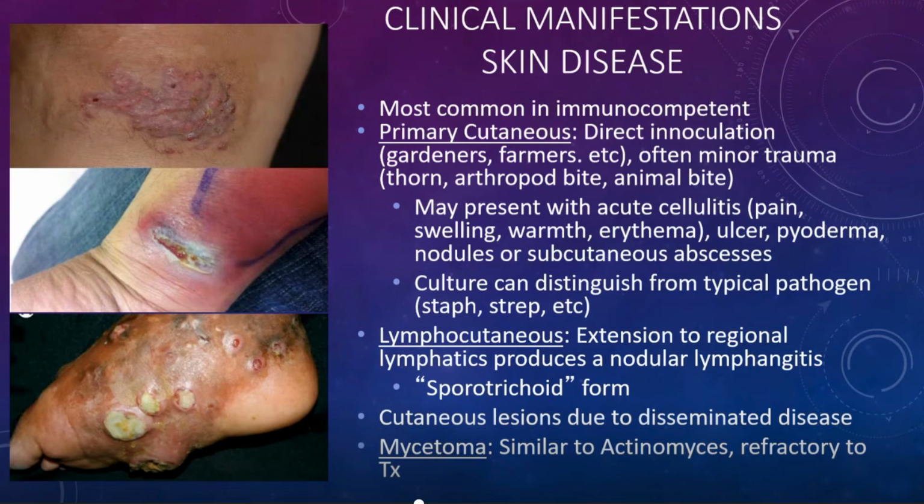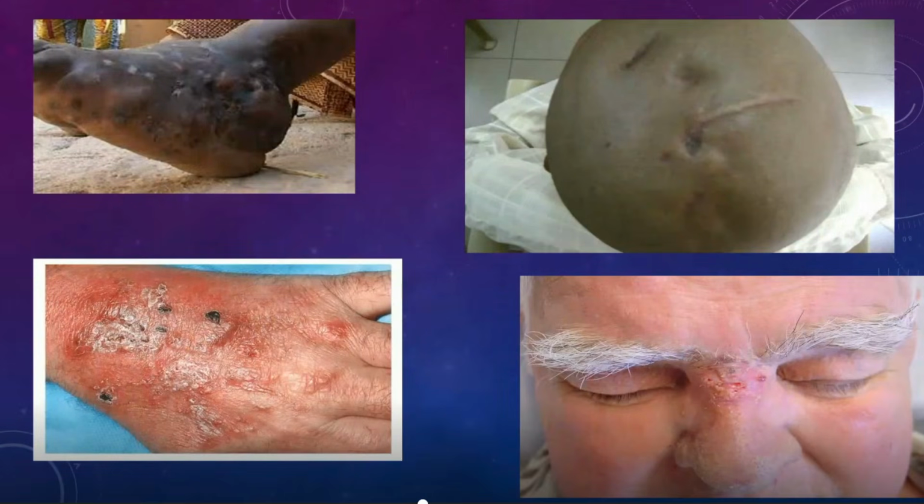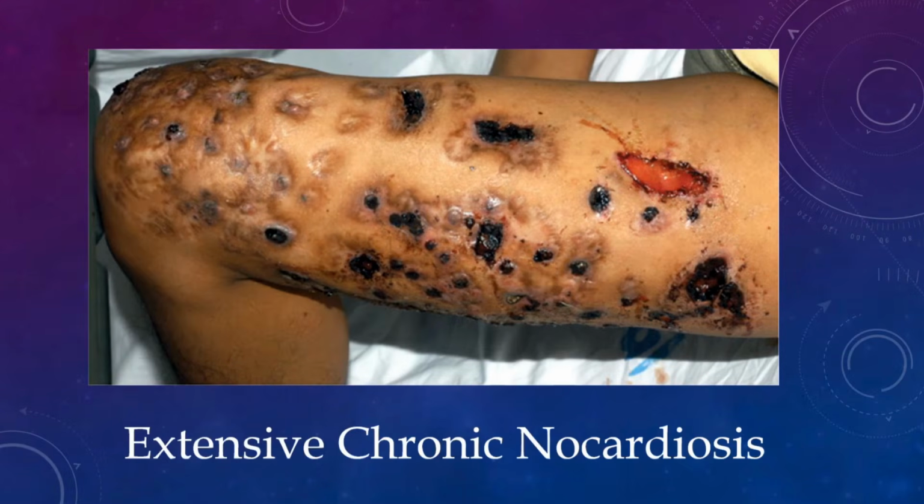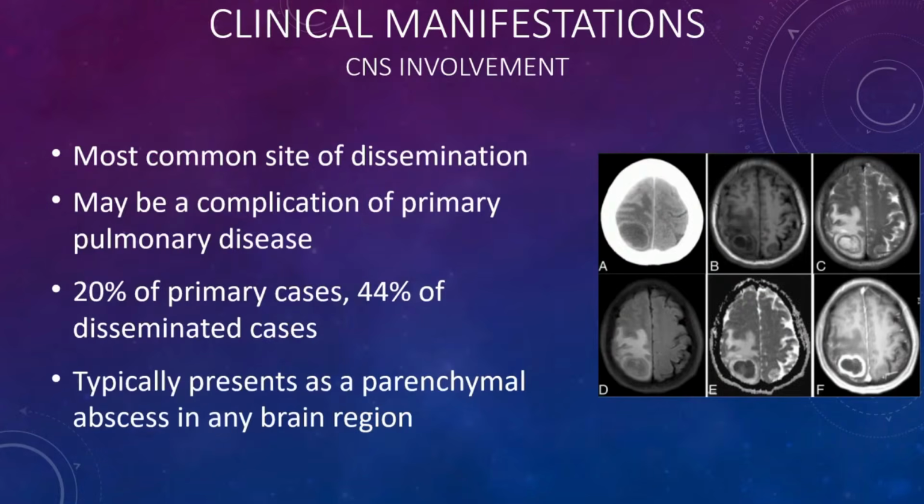Typically, this presents in patients with poor access to medical care. These are various manifestations of Nocardia skin disease, including mycetoma foot, someone with skin and soft tissue disease on the lower left, a post-surgical wound infection at the top right, and a miscellaneous glabellar infection right in between the eyes on the lower right. This is a patient who did not readily seek medical attention initially, who is shown with extensive chronic nocardiosis.